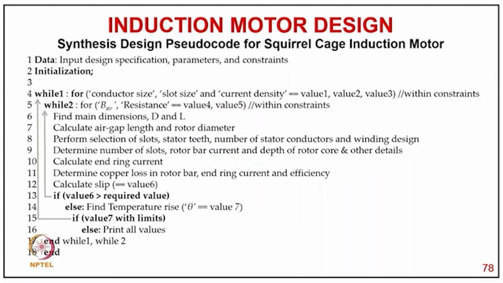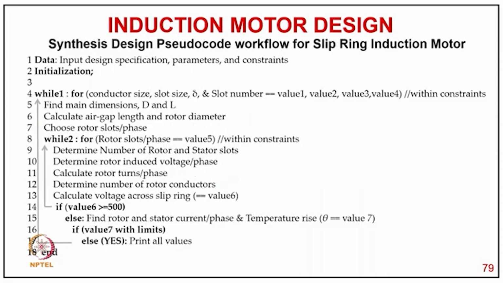If yes, then find out the temperature rise. If it is within the limit, then go to end. Otherwise, again you have to iterate. So that becomes the iterative process as a synthesis. The decision is taken by the computer in this process, a simplified process, just to explain as an example here.